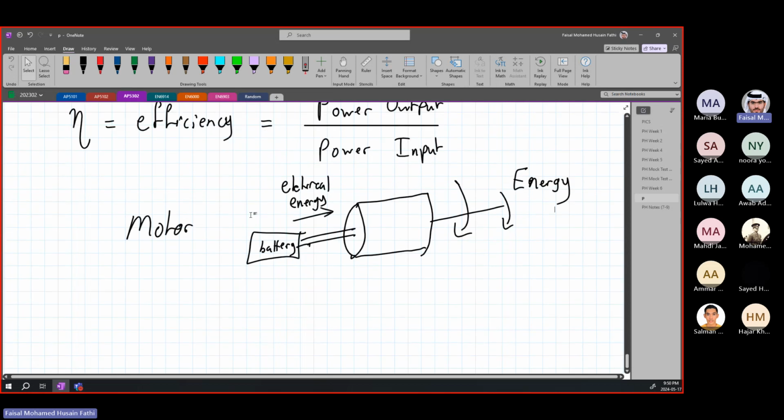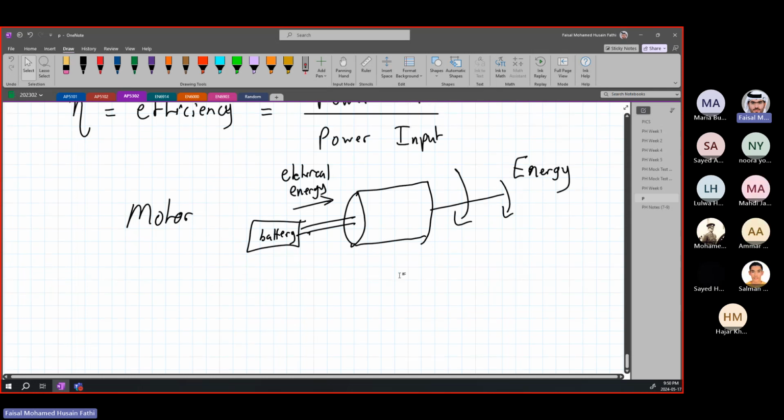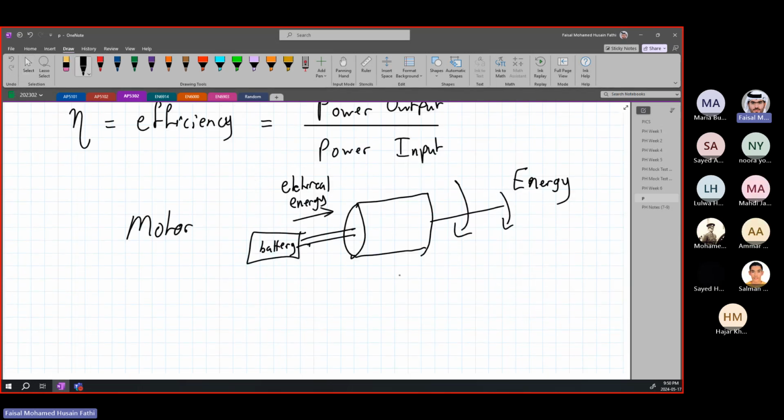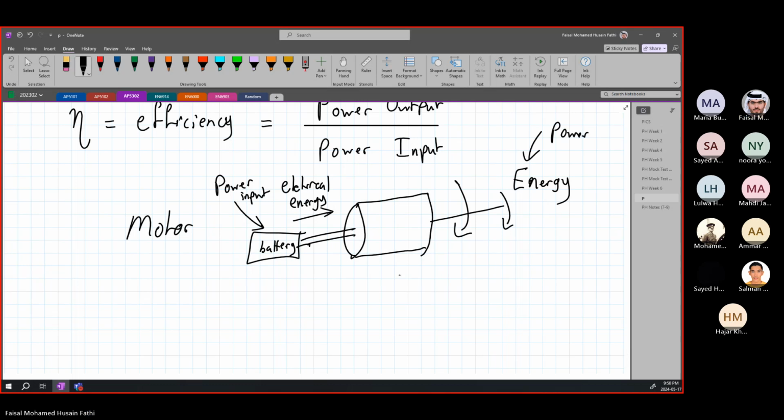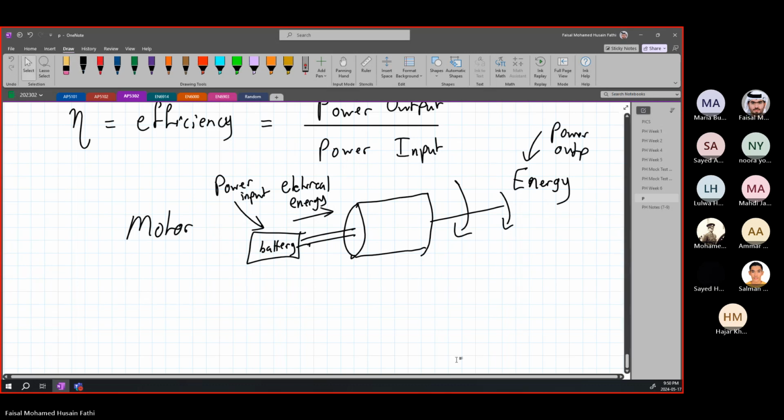There will always be loss of power due to friction, due to improper system connections, due to a lot of other reasons as well. There will always be loss due to heat, due to light, due to a lot of things. There will be a loss of energy. But we know that there is an input energy, power input, and there is an output energy, power output, right? So how do we find the efficiency?